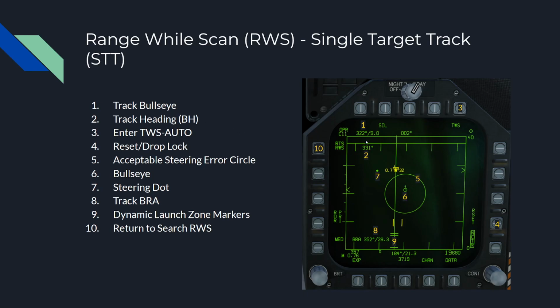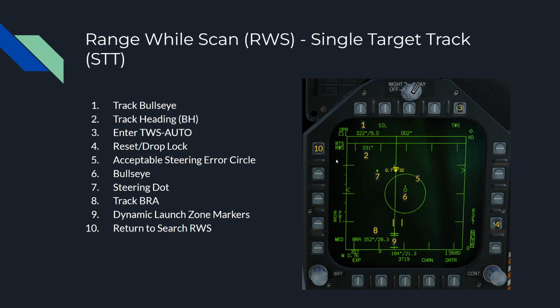So whenever you lock something or launch and steer lock something, you're going to get the target's bullseye information. So this is where the bandit is relative to bullseye. It's at 322 for 9. And it's tracking 331. So it's tracking northwest. I can't math.